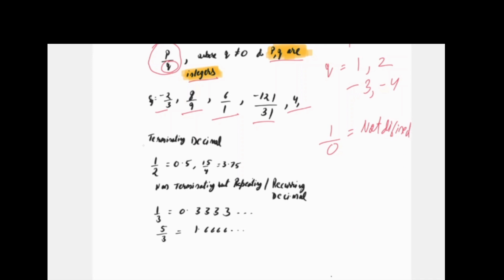Now rational numbers are further classified into terminating decimals and non-terminating but repeating or recurring decimals. Now what are terminating decimals? Terminating decimals are the numbers which terminate after a certain number of digits after the decimal point. For example 1 by 2, which is 0.5, terminates after one digit of decimal, that is 5. For example 15 by 4, which terminates after two digits of decimal.